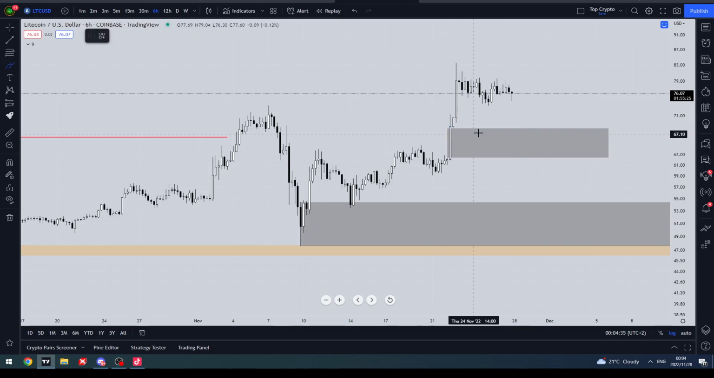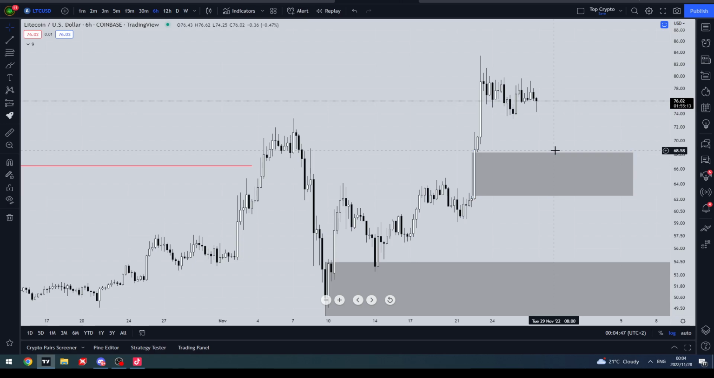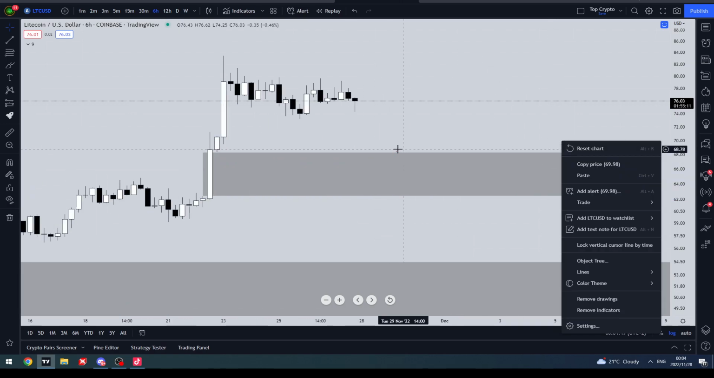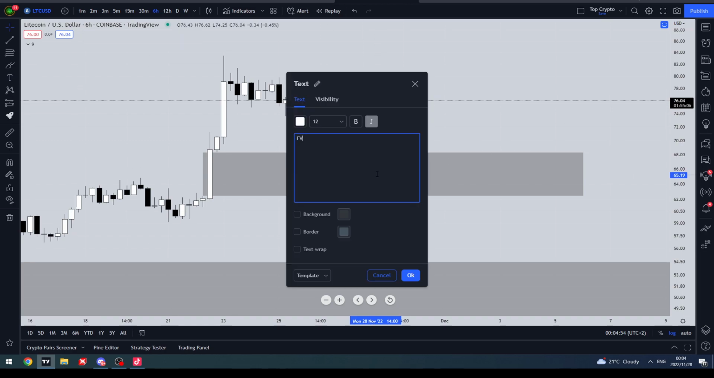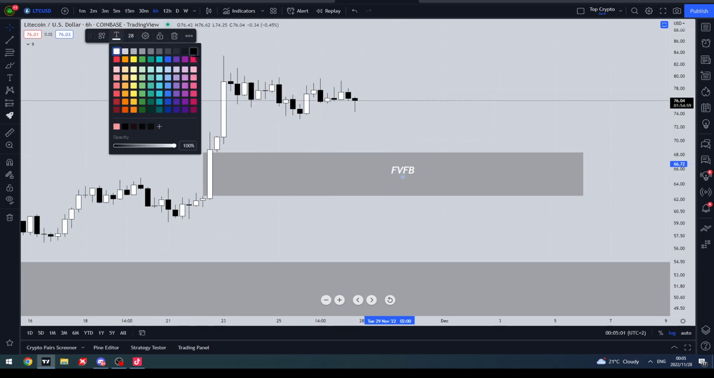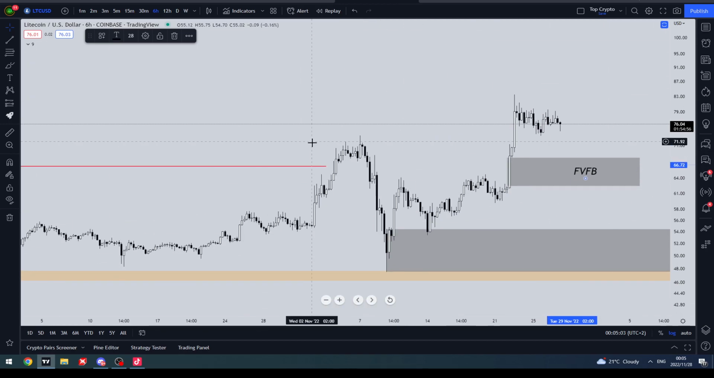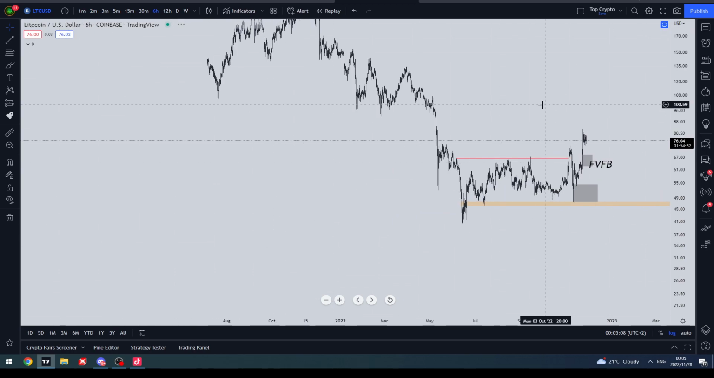This would be your area for buying. Even if price just tapped this, it's good enough. 68.33. So you can mark that level off. That would be a fair value for buying area, and you look to buy there, right? Let's just call it fair value for buying. Right, that's that. And then the draw on liquidity obviously is to the upside.